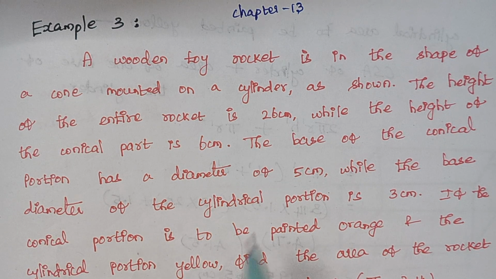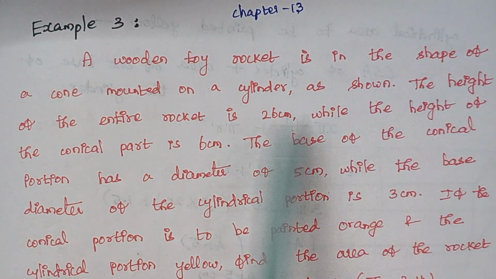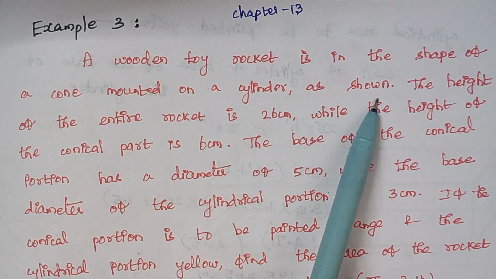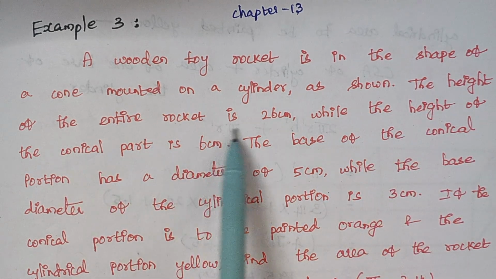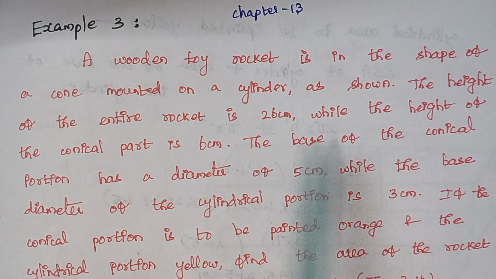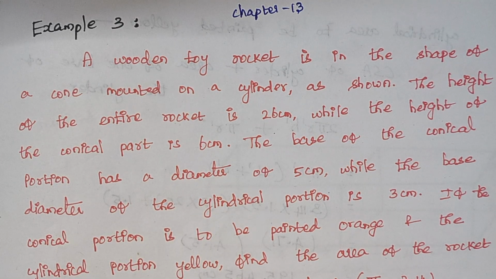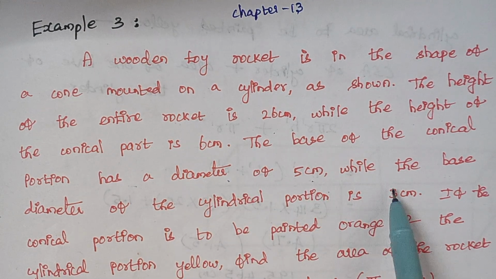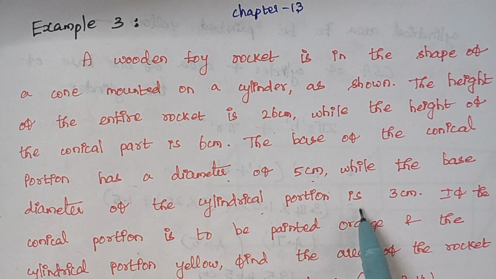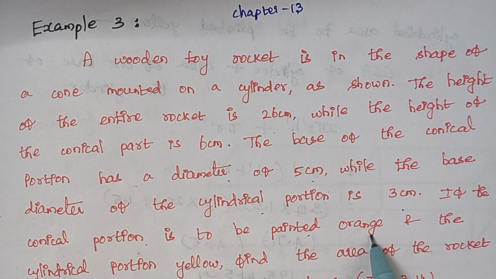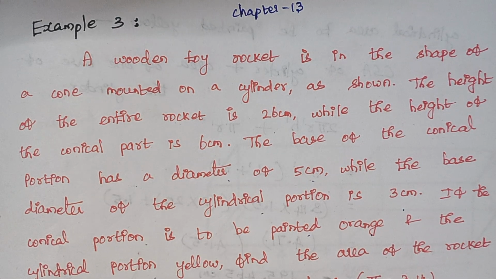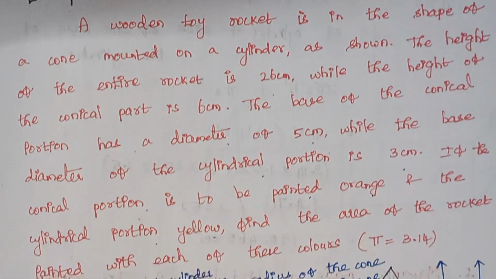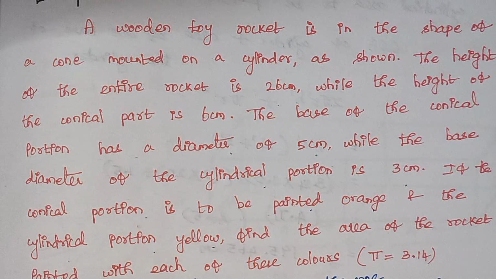So the problem is: a wooden toy rocket is in the shape of a cone mounted on a cylinder as shown. The height of the entire rocket is 26 centimeters while the height of the conical part is 6 centimeters. The base of the conical portion has a diameter of 5 centimeters while the base diameter of the cylindrical portion is 3. If the conical portion is to be painted orange and the cylindrical portion yellow, find the area of the rocket painted with each of these colors. Here take pi as 3.14.